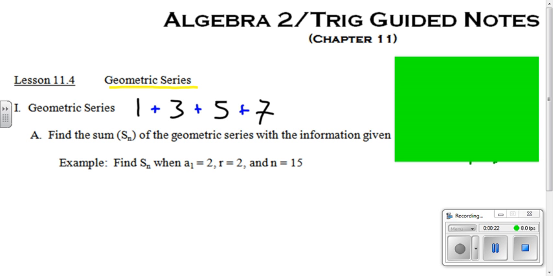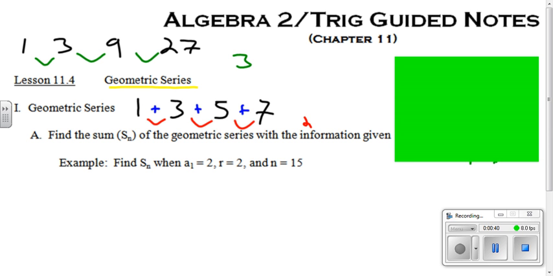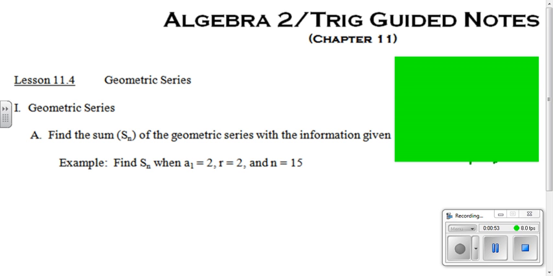So our geometric sequence, say 1 times 3 is 3, times 3 is 9, times 3 is 27. In the arithmetic case, our common difference was 2. In this case, our common ratio is 3. We can make it a geometric series instead of a sequence by adding these up, the same way that we would add up an arithmetic sequence to make it an arithmetic series. So let's see how these work.